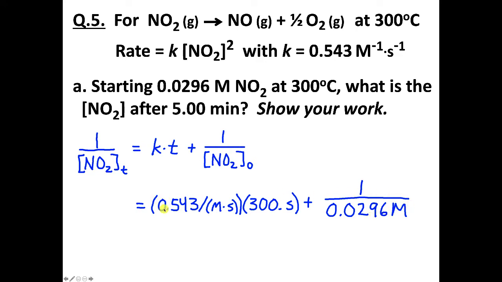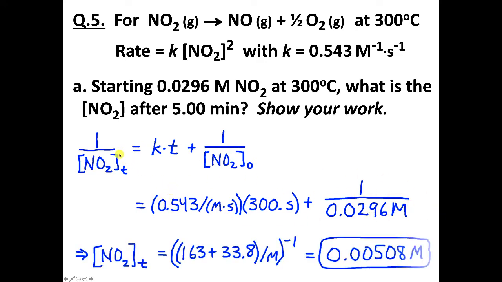Now note, this whole quantity, when you calculate it out, is going to equal 1 over NO2 at concentration at time t. So I got 163 for this number and 33.8 for this number. And so the quantity is the sum of 163 plus 33.8, and then that is equal to 1 over NO2 at time t. So then we have to take 1 over this value, and here I have it written as to the -1 power. That's the same as the reciprocal, or 1 over it, is equal to NO2 at time t.